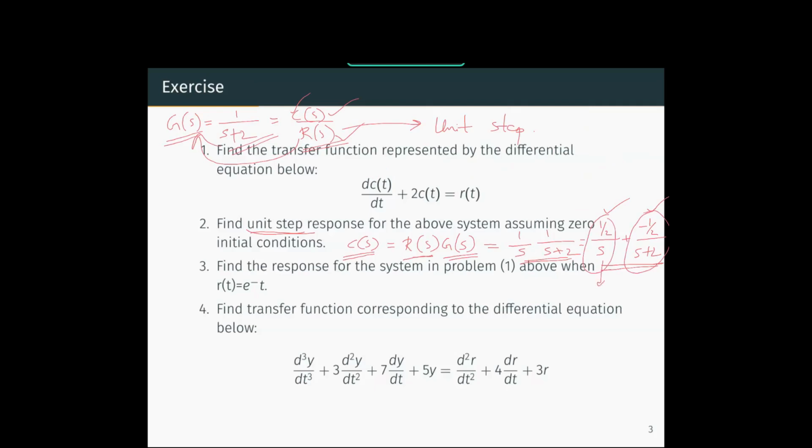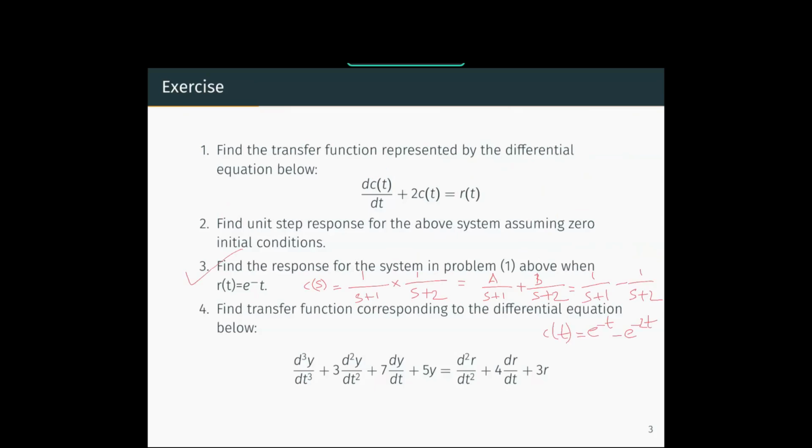Taking the inverse Laplace transform of this function, c(t) equals 1 by 2 minus 1 by 2 e raised to minus 2t. So in the time domain, this is the unit step response for that system. In this second problem, what we have seen is, we give a unit step input to the transfer function G(s), calculate the Laplace transform, and find the inverse Laplace transform. That is the unit step response of this system. So c(t) is what we have calculated here.